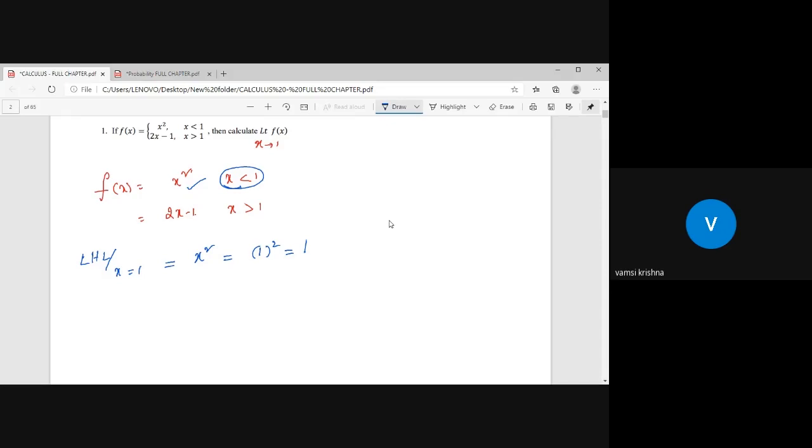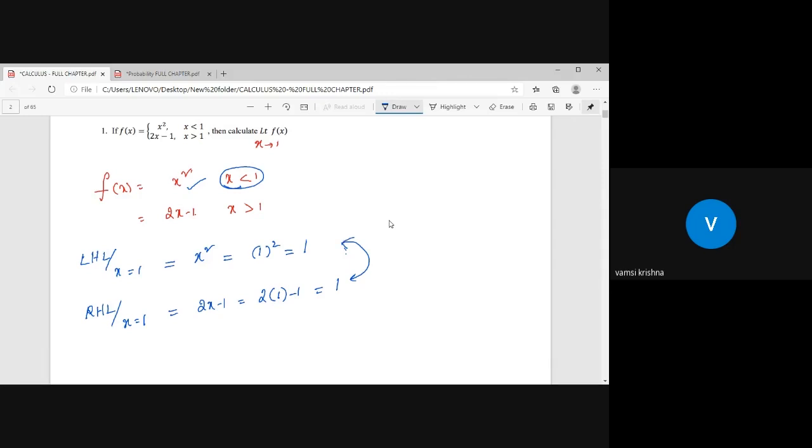And I want to take the right hand limit. The right hand limit, RHL, at x equals 1 is given by 2x minus 1. 2x minus 1 is 2 times 1 minus 1, which equals 1 again. And luckily, the left hand limit is equal to the right hand limit at the given point.